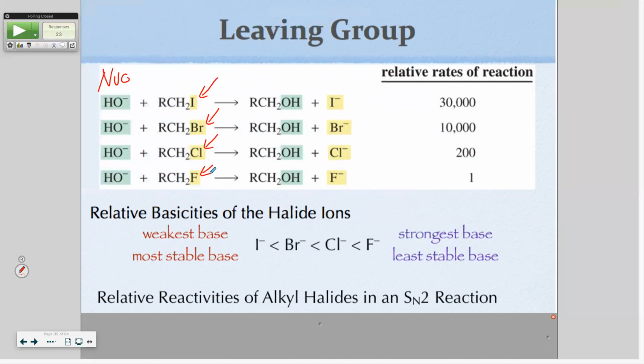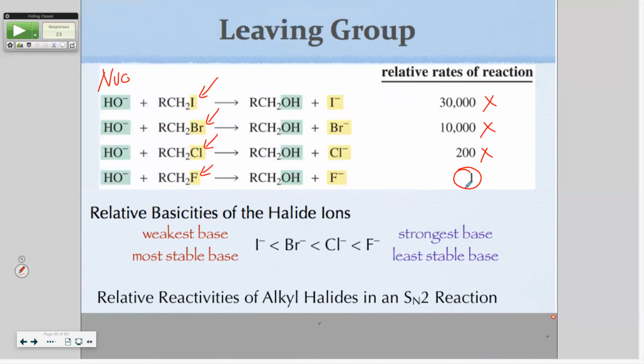Now over there is relative rate. So who got the one? Fluoride. And when you use chlorine, it's 200 times faster. When you use bromide, it's 10,000 times faster than using fluoride. When you use iodide, it's 30,000 times faster than when you use fluoride. So what does that tell you? That tells you who is the best leaving group. Who's the best leaving group? Iodide.